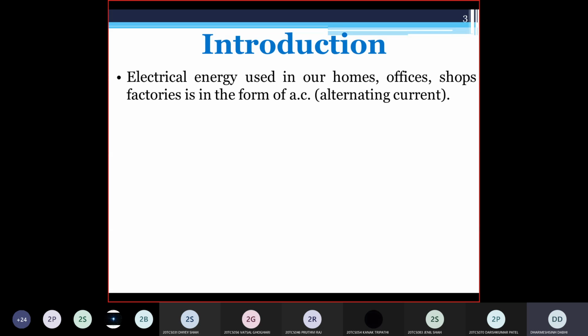So first, in the introduction, as we know, at our homes we use the AC system, alternating current system. At our homes, offices, shops or any industries, we generally prefer to use the AC supply. So what is the reason behind this? Why do we use AC? Why not DC? Can anyone give me the answer? Sir, transporting AC current is possible with a lesser amount of resistance as compared to DC.